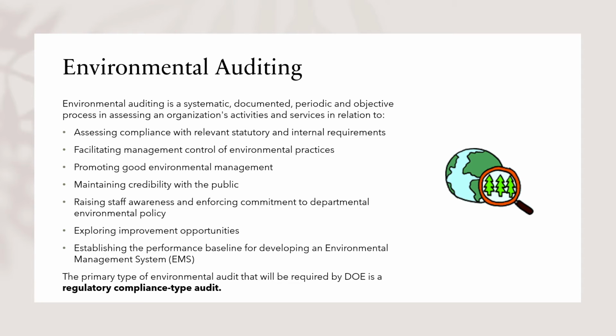public. Next up, raising staff awareness and enforcing commitment to the department environmental policy itself, and then exploring improvement opportunities, and finally establishing the performance baseline for developing an EMS. So the primary type of environmental audit that will be required by the DOE is usually the regulatory compliance type audit.